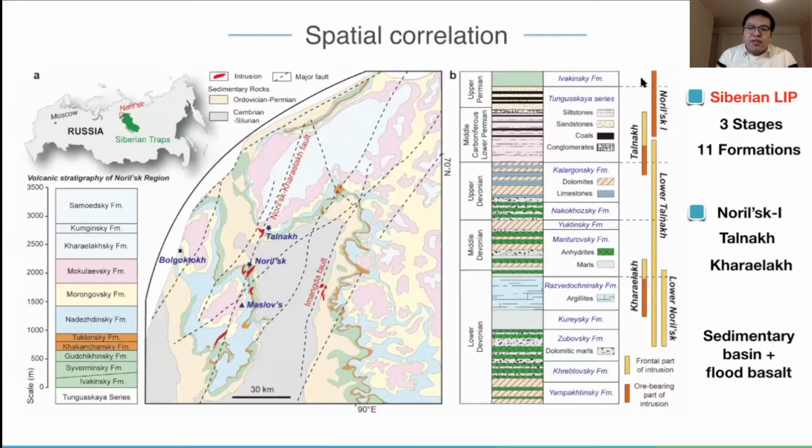Here is the Siberian LP and LIP, and we can see there are three stages and 11 formations. In these regions, there are three huge Ni-Cu-PGE deposits hosted in the intrusions named Noril'sk 1, Talnakh, and Noril'sk. All of these intrusions were emplaced in the sedimentary basins below this flood basalt. We can also see that Noril'sk 1 cuts some part of the bottom of the flood basalt.